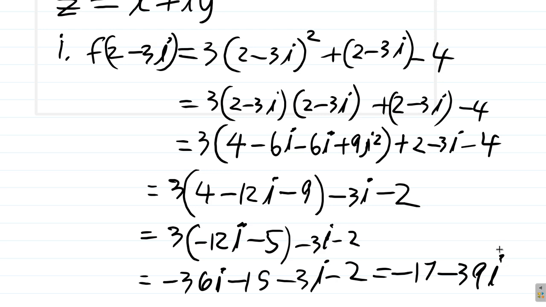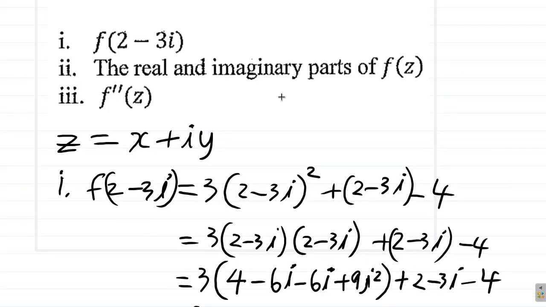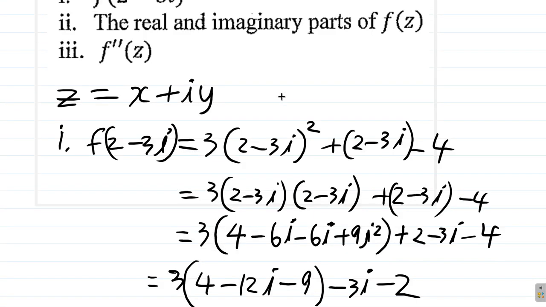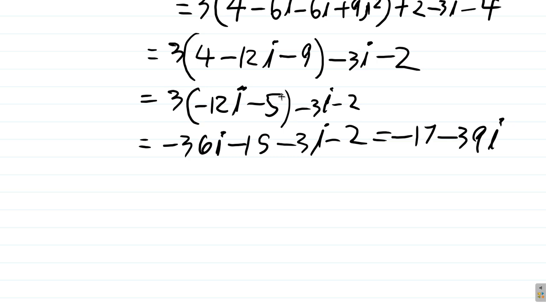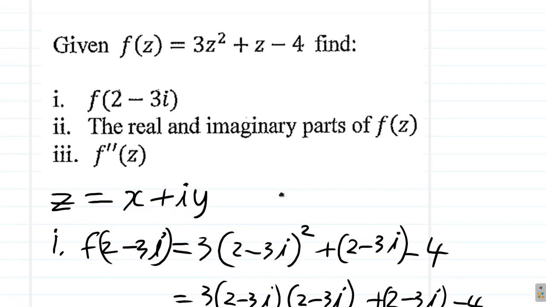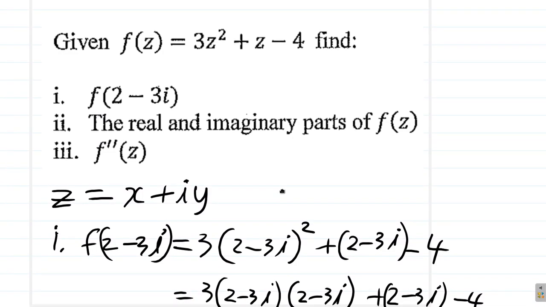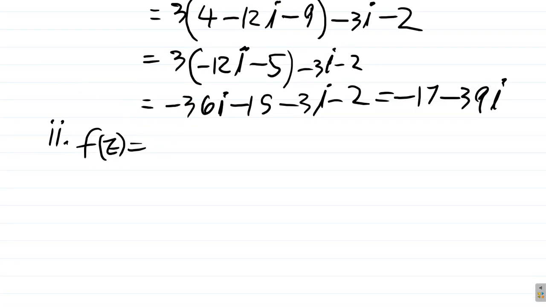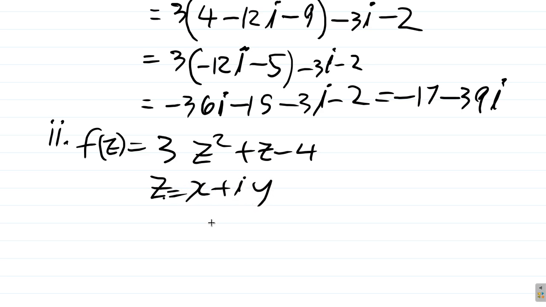Alright? Now the real and imaginary part of f(z). Alright, so that's part 2. f(z) is equal to 3z² + z − 4. Let me rewrite this. But the thing is, z is equal to x plus iy.